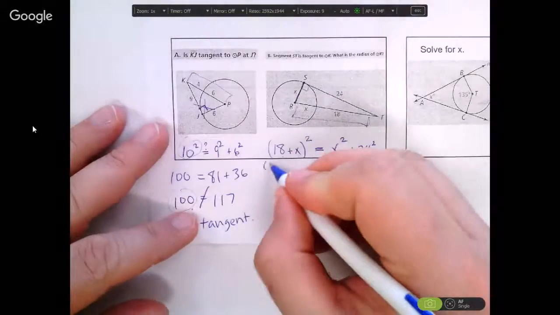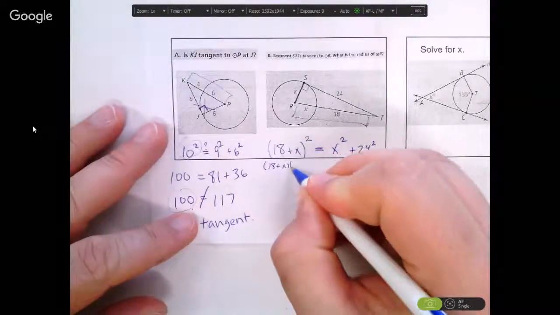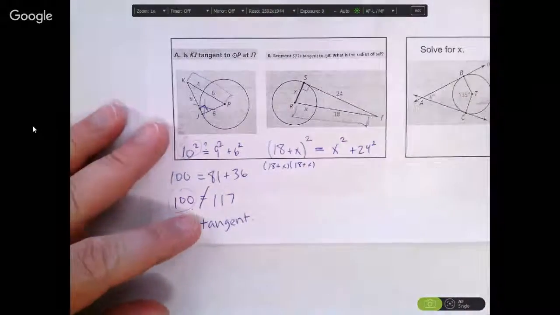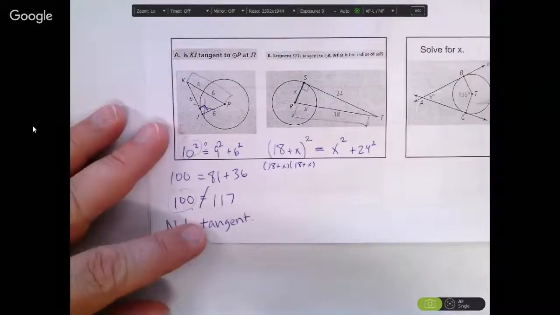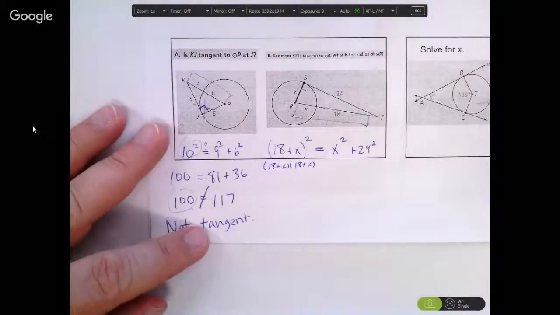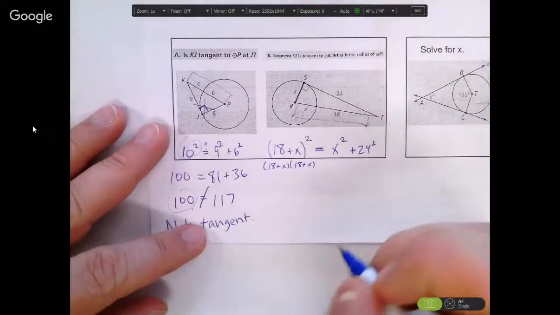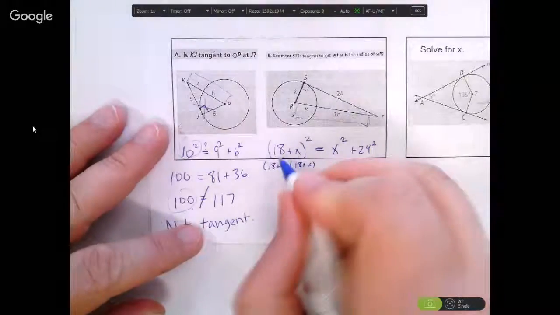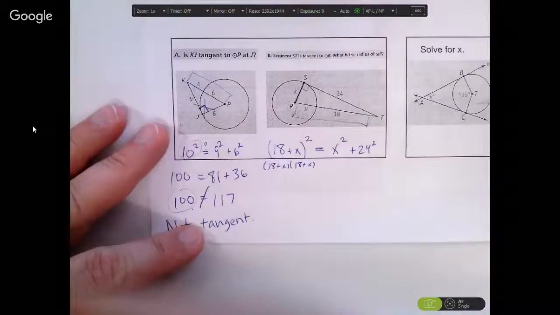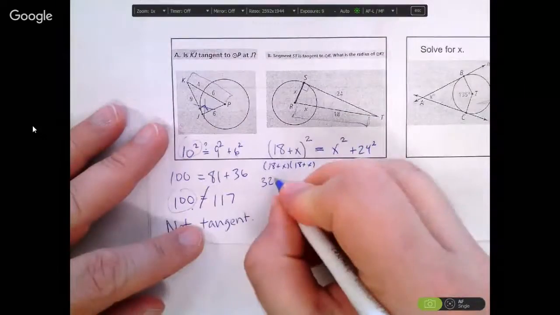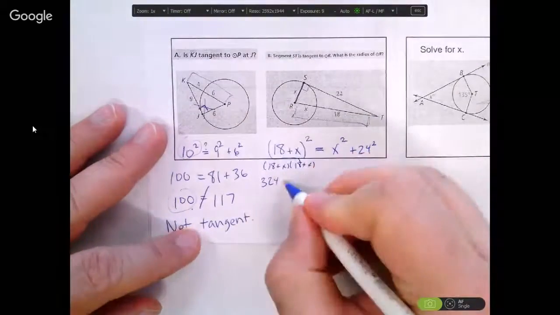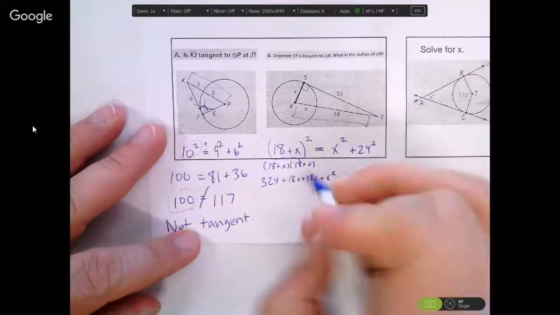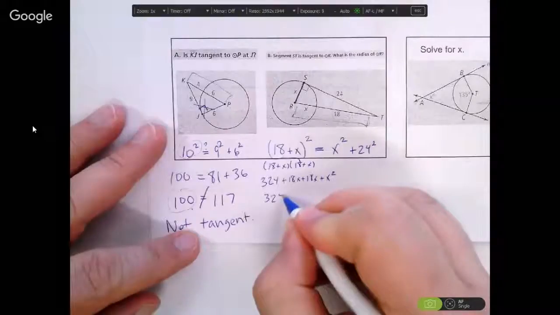Whether you write it twice or not, I can foil without writing it twice. Some people need to see the visualization. x squared plus 18x plus 18x plus 18 squared. What is 18 squared? 324. If you could have done that quicker, awesome sauce.